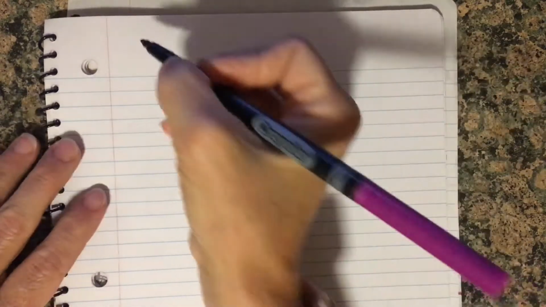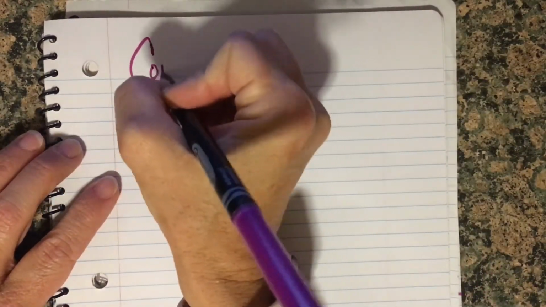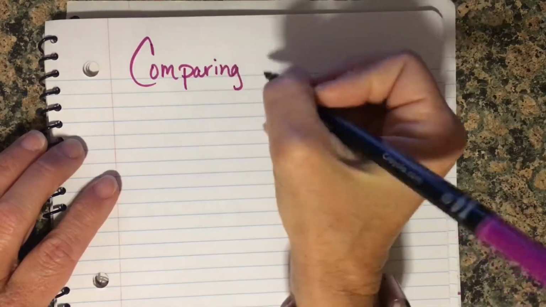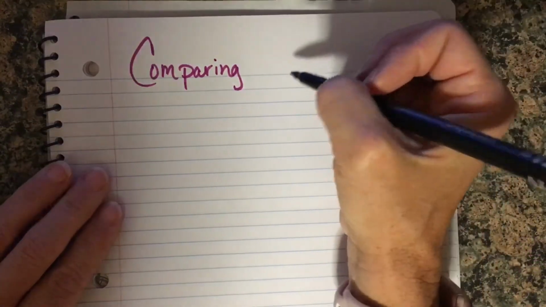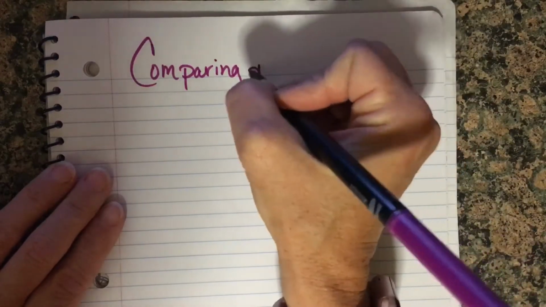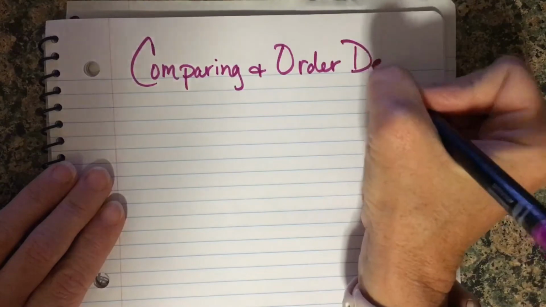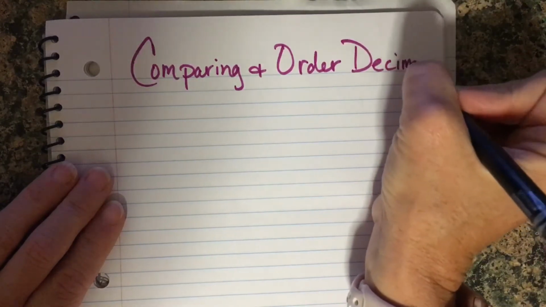In this lesson, we're going to cover comparing and ordering decimals. Again, this is a review of what you've done before. We're just adding a little bit more complexity to it. So when we compare and order decimals, there are some things you need to remember to do.